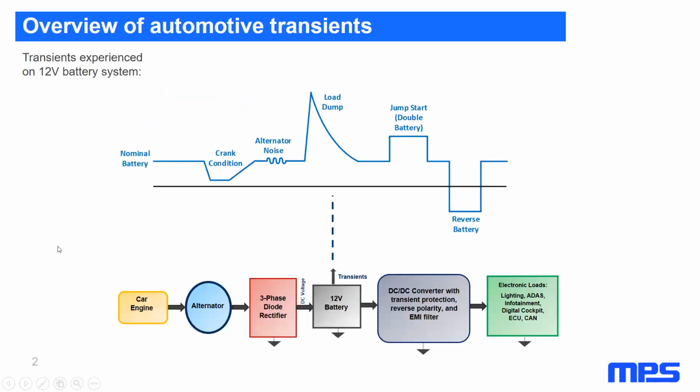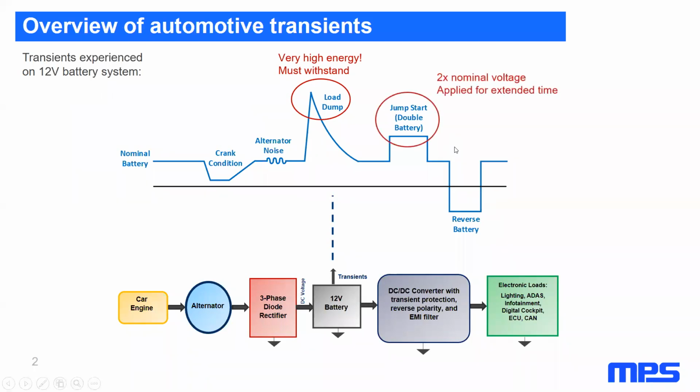A typical automotive module must account for many transient conditions that can occur on the vehicle power bus. Several transient conditions are very critical in terms of energy and possible stress on vehicle electronic systems. Load dump, for example, has the highest energy pulse. Jump start, although a lower peak voltage than load dump, can put twice the normal voltage on the module supply for an extended time.